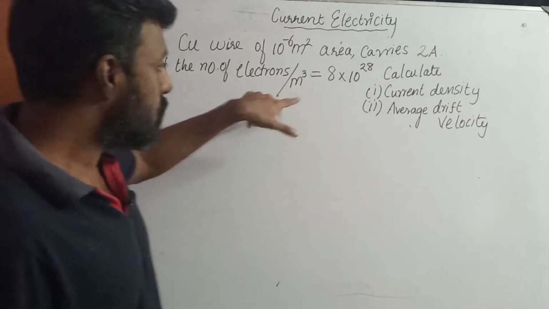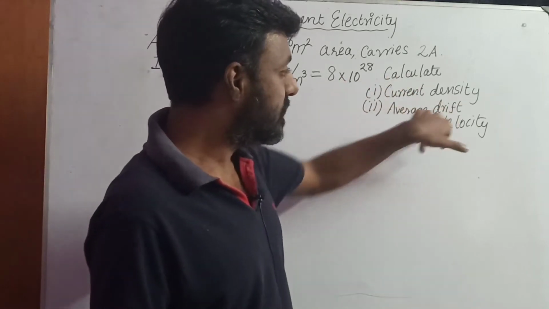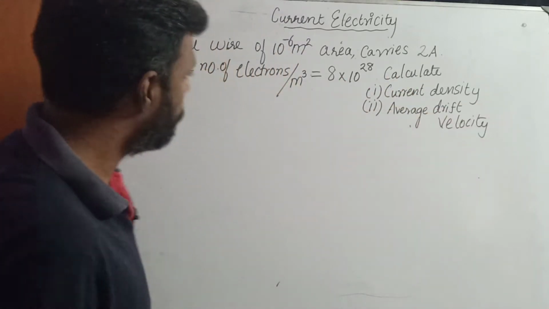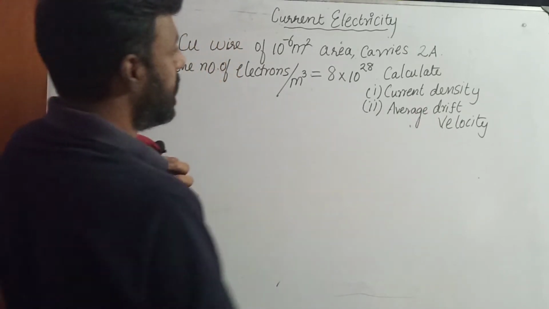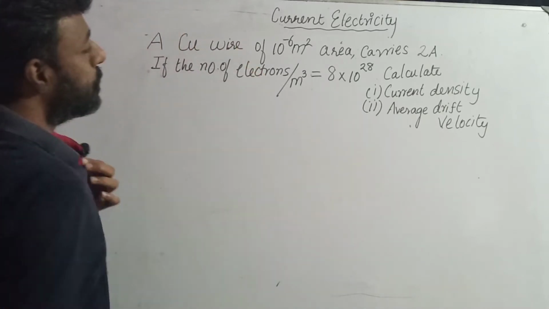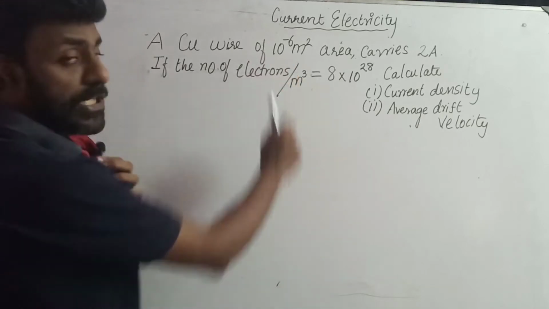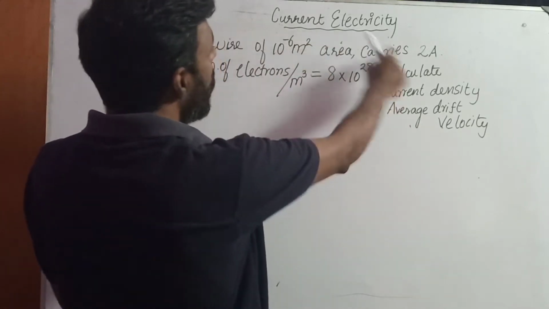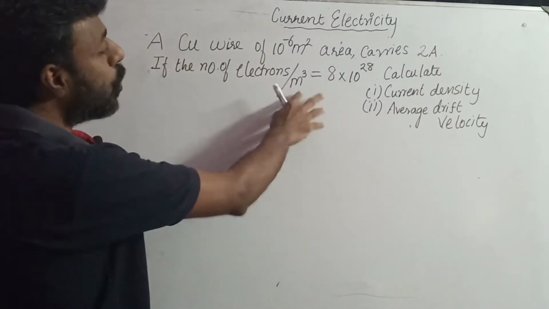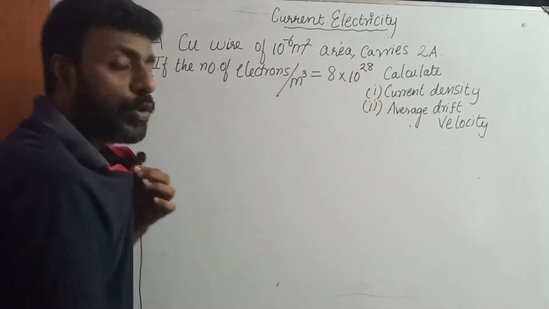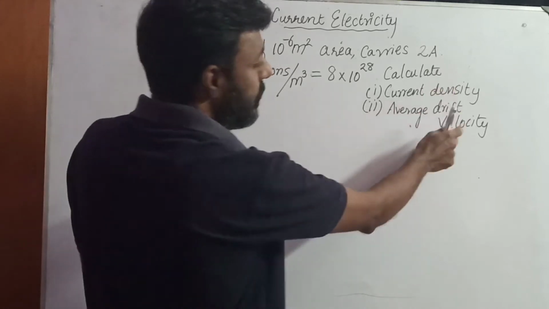If the number of electrons per meter cubed is 8 into 10 to the power 28, calculate current density and average drift velocity. So they are asking you to find current density and average drift velocity for a copper wire with area 10 to the power minus 6 meter squared, carrying a current of 2 ampere, and they are also giving the number of electrons, 8 into 10 to the power 28. So now we should calculate the current density and average drift velocity.